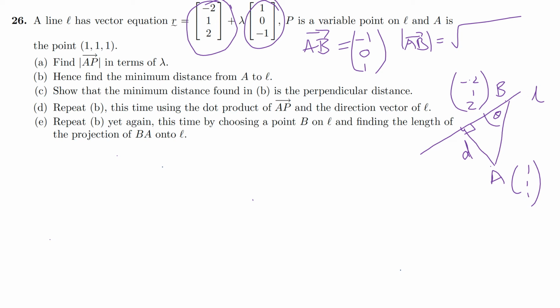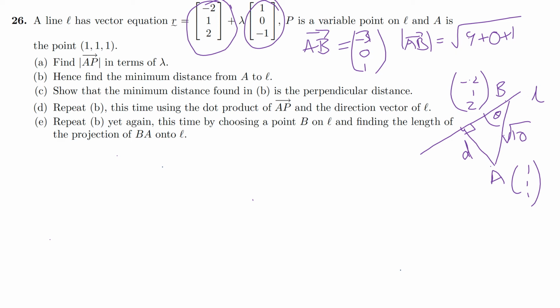Did I do AB incorrectly? Let me just check. It was -2 minus 1, so that was a -3, yeah, up there. Hopefully you caught that. So we've got a 3 squared, a -3 squared, a 0 squared, and a 1 squared. So we've got a root 10 for that distance. I'll put it on the picture: there's a root 10 for that distance, AB.